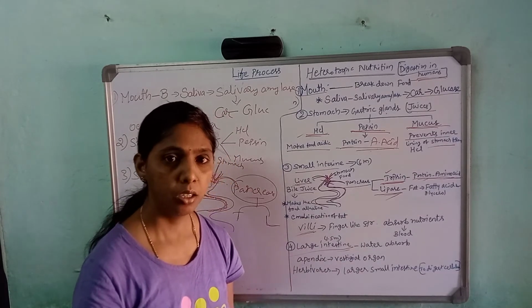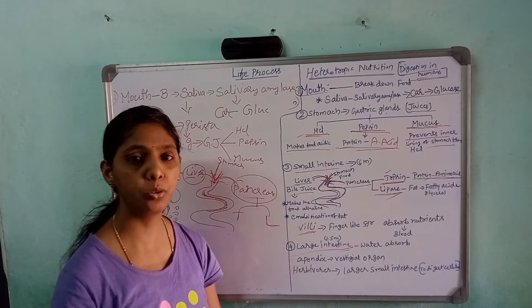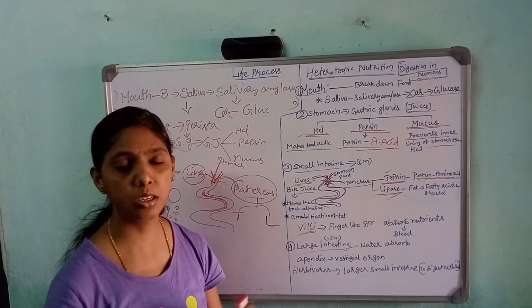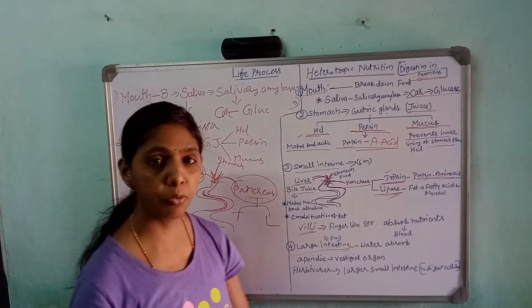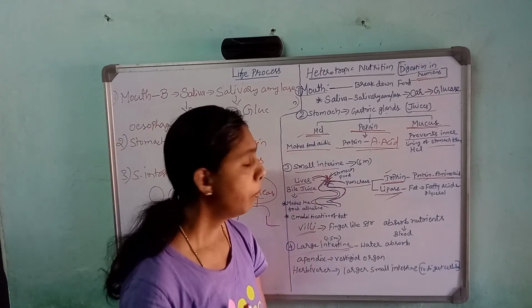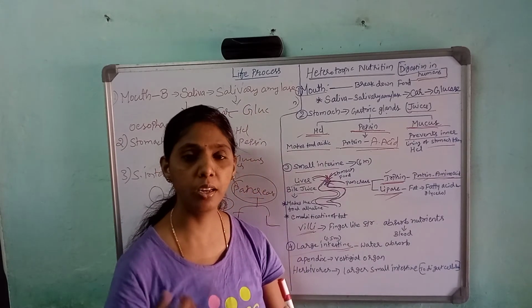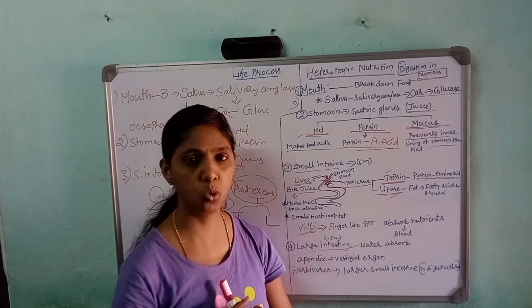In the stomach, there are gastric glands. What do these gastric glands produce? Gastric juices. There are three components of the gastric juice: HCl, pepsin and mucus. HCl makes the food acidic. Pepsin converts protein into amino acids, and mucus protects the inner layer of the stomach from the HCl. So these are the functions which go on in the stomach.